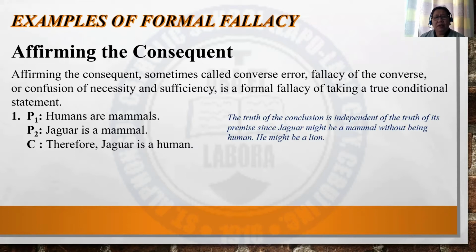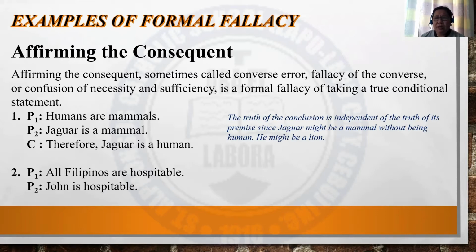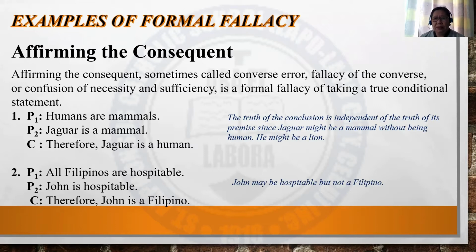The truth of the conclusion is independent of the truth of its premise, since jaguar might be a mammal without being human. He might be a lion. Another example. The first premise is all Filipinos are hospitable. John is hospitable. And the conclusion, therefore, John is a Filipino. Here, John may be hospitable but not a Filipino. Therefore, the conclusion may be false.